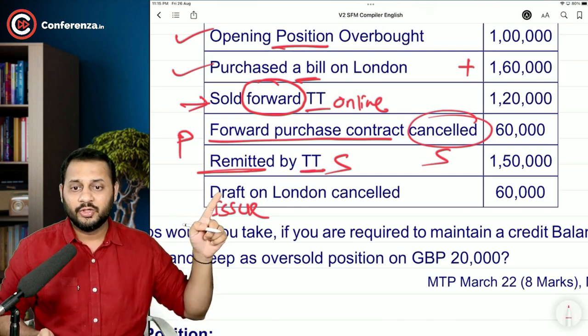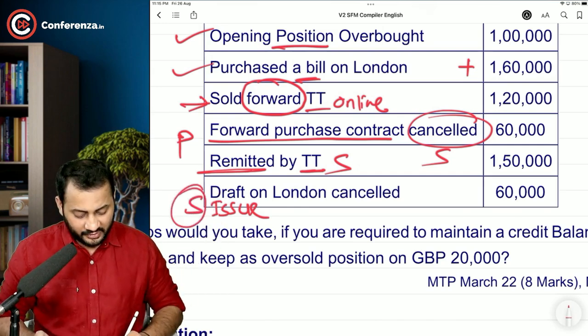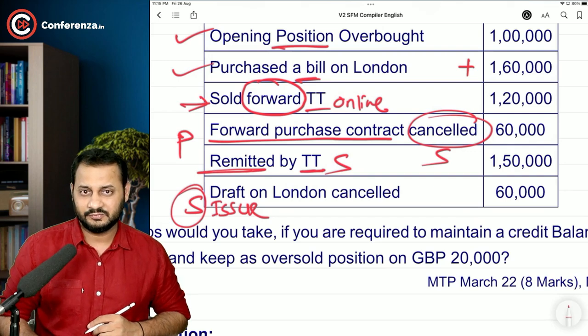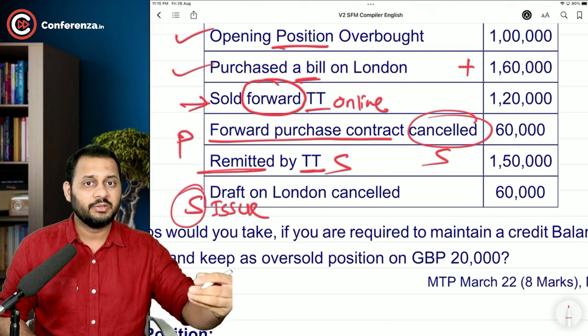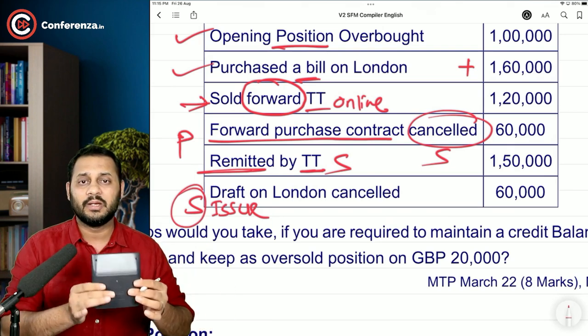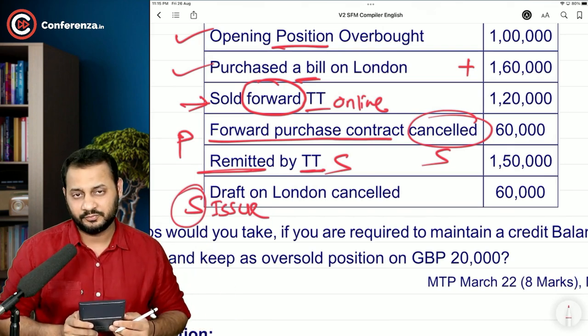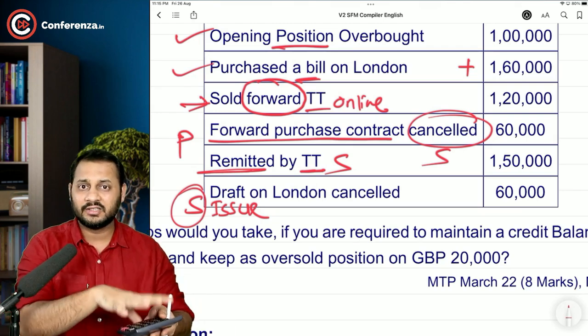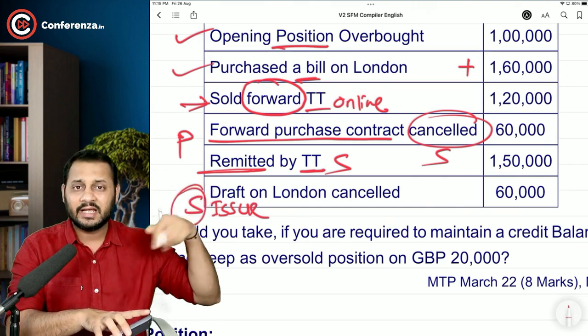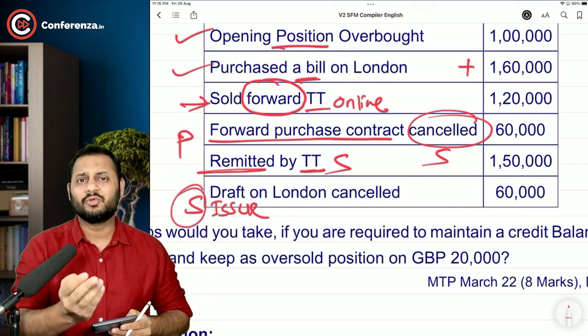But when you issue the draft, you might have entered it in a sales column. When you issued the draft on GBP, that means you are giving GBP to someone in terms of a paper, a promissory note, in which whosoever presents that draft somewhere in another city can get the money. It's as good as a check.